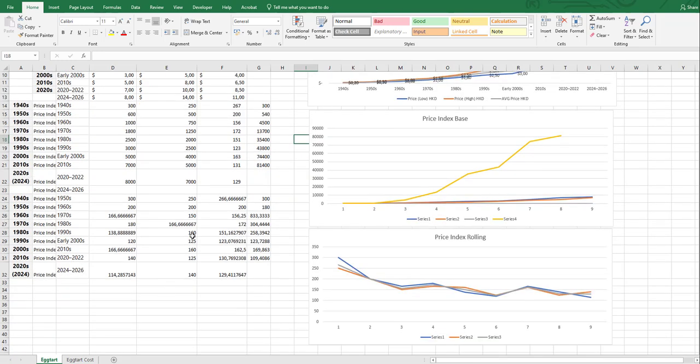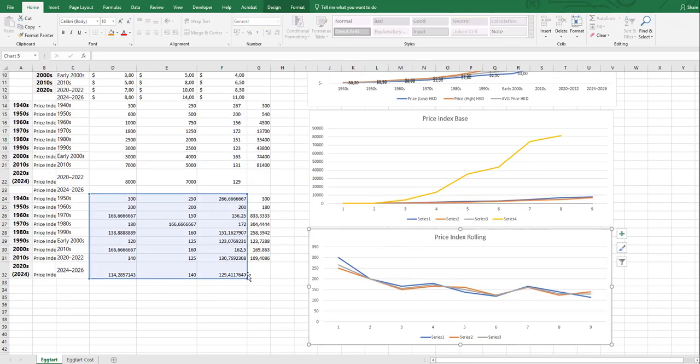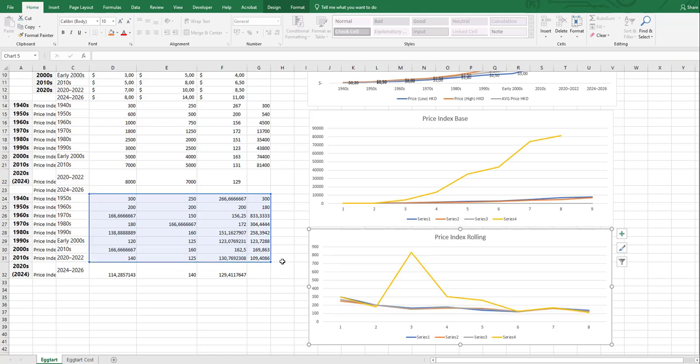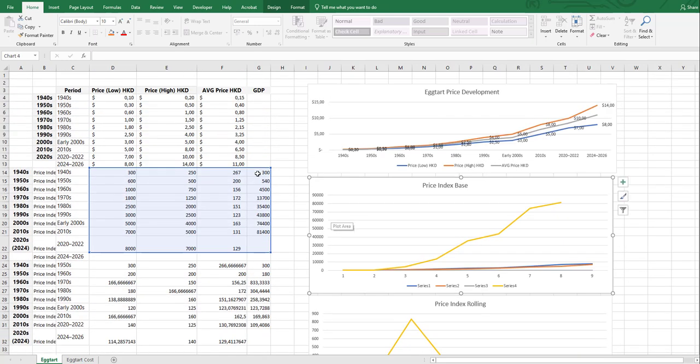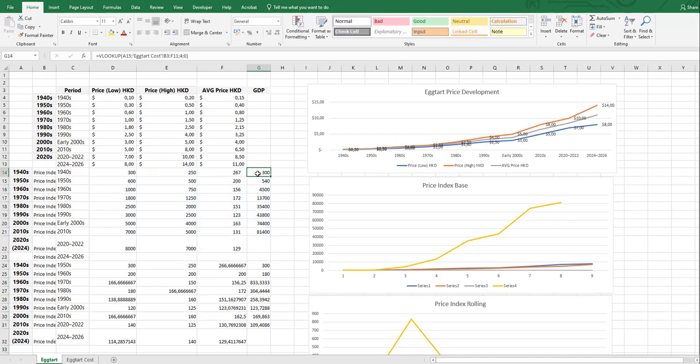the Eggtart price. The same we can do here, maybe excluding the 2010s, and here surprisingly there was a huge increase in the 1960s in the economy. Okay, that was about GDP and Eggtart.